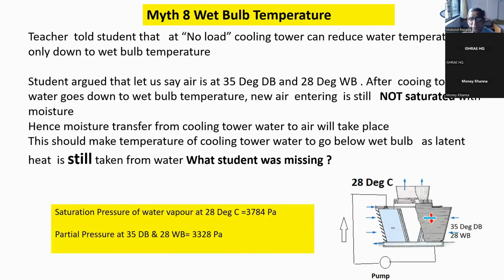Now, as I said, this misconception is explained through the question. So the question is, what was the student missing? We all know that it cannot go lower than wet bulb, but the student had given a perfect logic. So what is the mistake in the logic? If we understand that, then we understand more about wet bulb temperature. So let me explain what the student was missing.